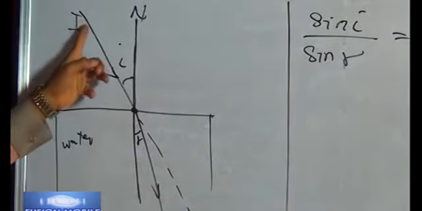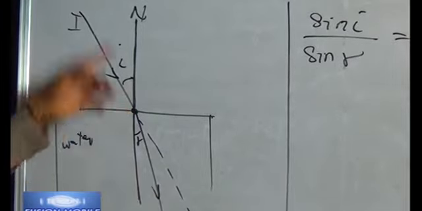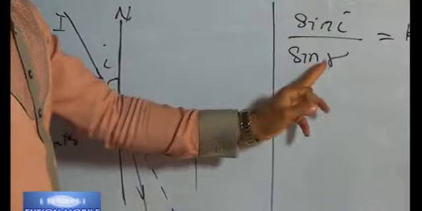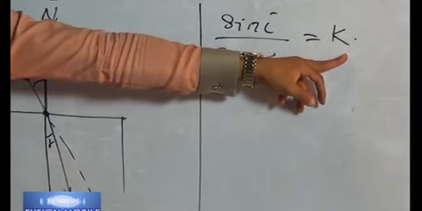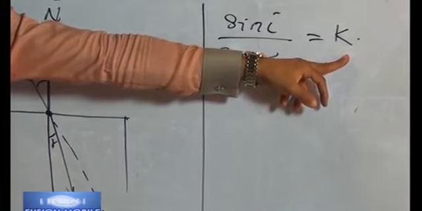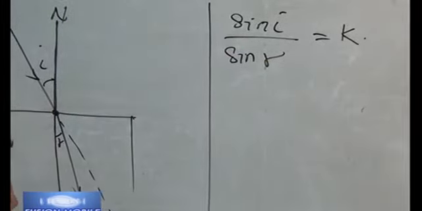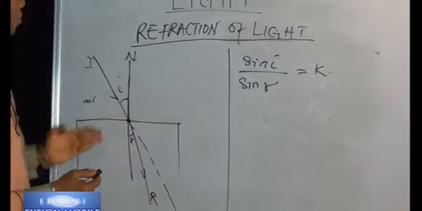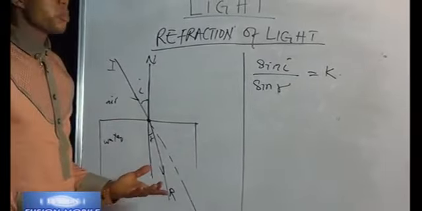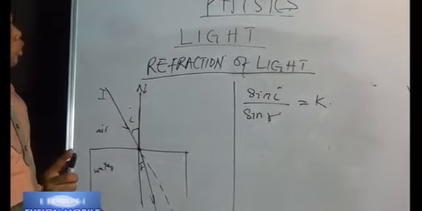First, I and R all lie on the same plane at the point of incidence. Second, sine I over sine R is equal to K, where K is a constant of proportionality known as the refractive index, which depends on the material. If it's water, our refractive index is about 1.333. If it's glass, like a rectangular glass prism, the refractive index is about 1.5. But what you know, don't cram it.